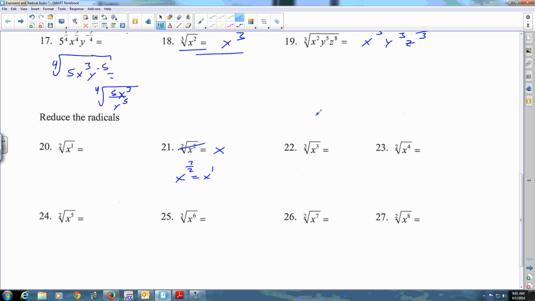I'm not looking for you to translate this into x to the 3/2. That's not where I'm looking for you to go. That is correct, but what I'm looking for you to do is to think of it as a square root of x squared times x to the first. That's x cubed. The power is matching the root, so this is going to pop out. This has to stay behind. So x squared of x.